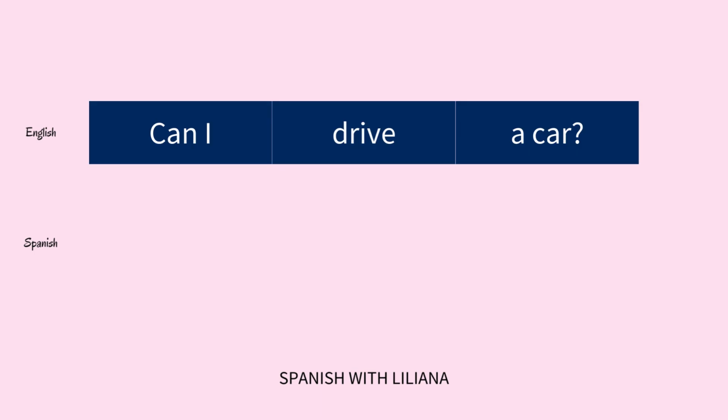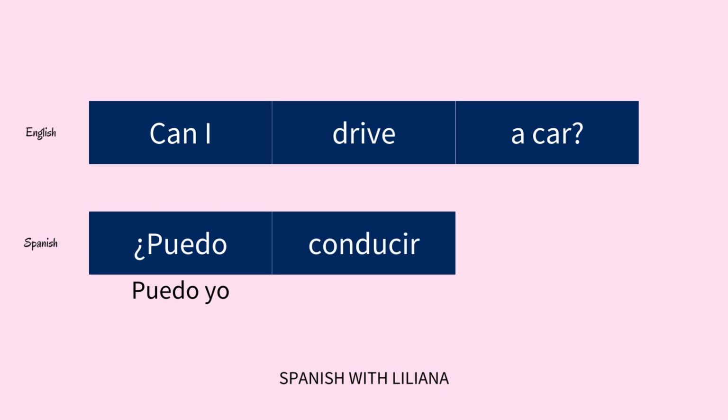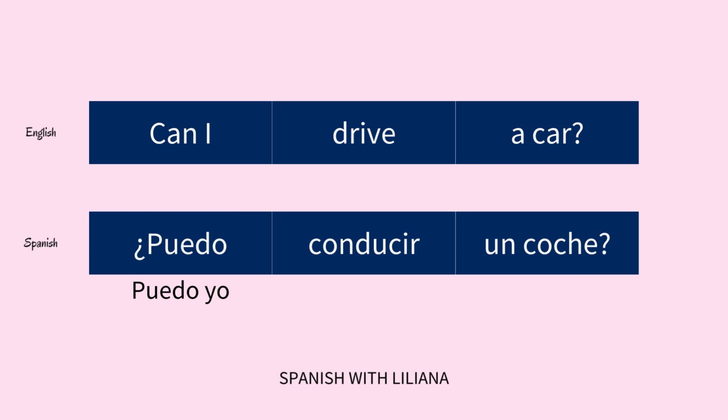And how do we ask the question? Can I drive a car? Can I is puedo. Or you could say puedo yo. ¿Puedo yo conducir un coche? But you can also drop the pronoun. So it would be ¿puedo conducir un coche? It's exactly the same as the affirmative sentence. You just have to add the intonation to turn it into a question. ¿Puedo conducir un coche?